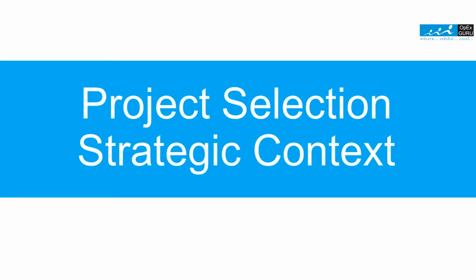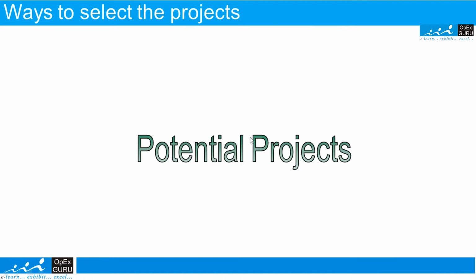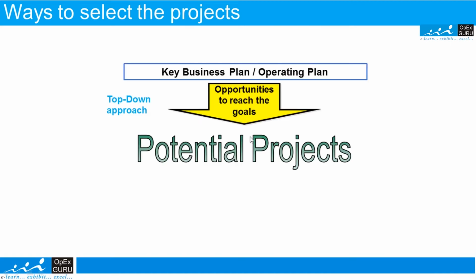How can we identify and select projects? In Six Sigma, there are various methods to select projects. The first method, we call it a top-down approach. Here we have this key business plan or operating plan of an organization. These are opportunities available to reach the goals.